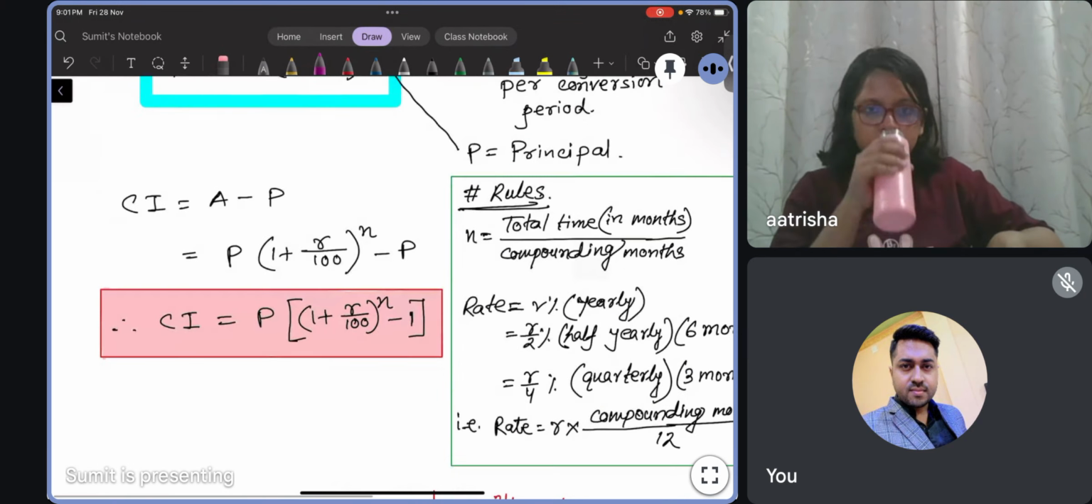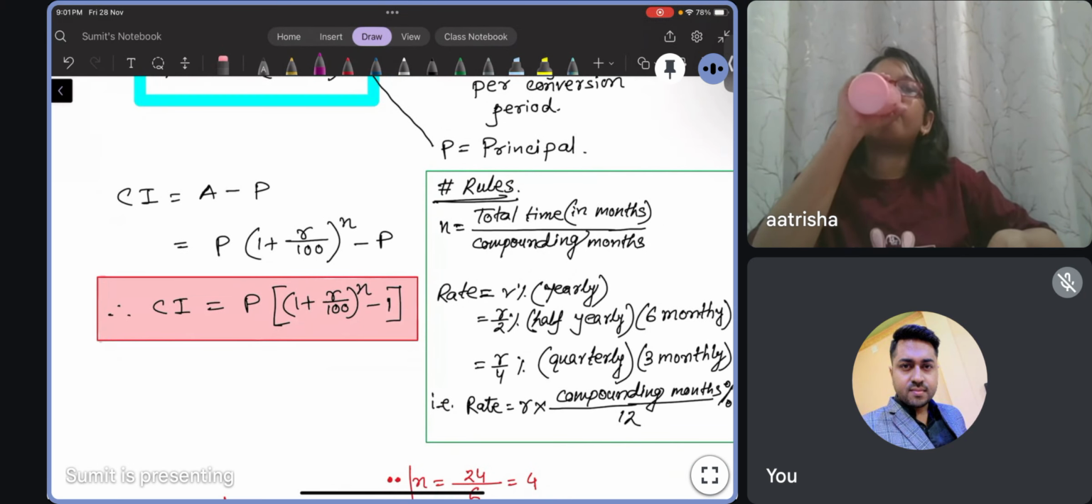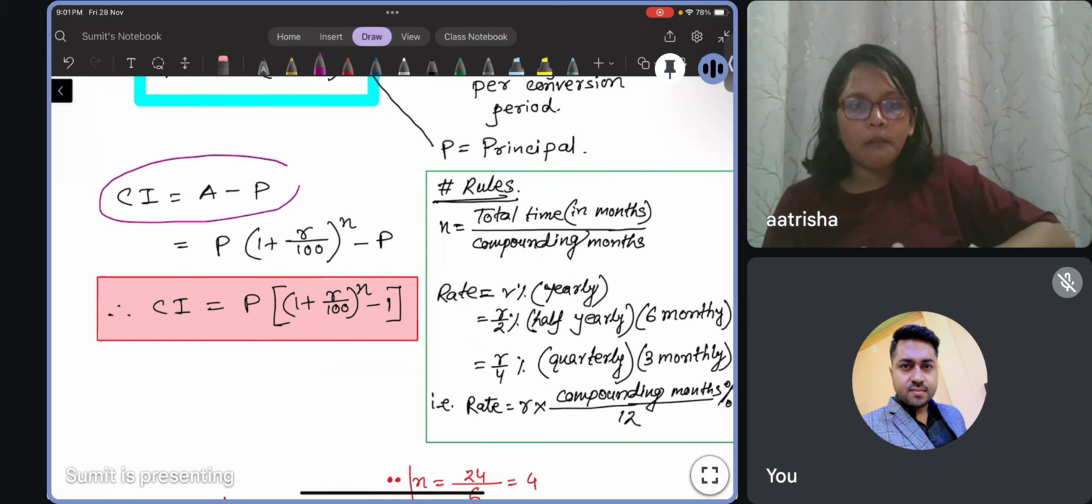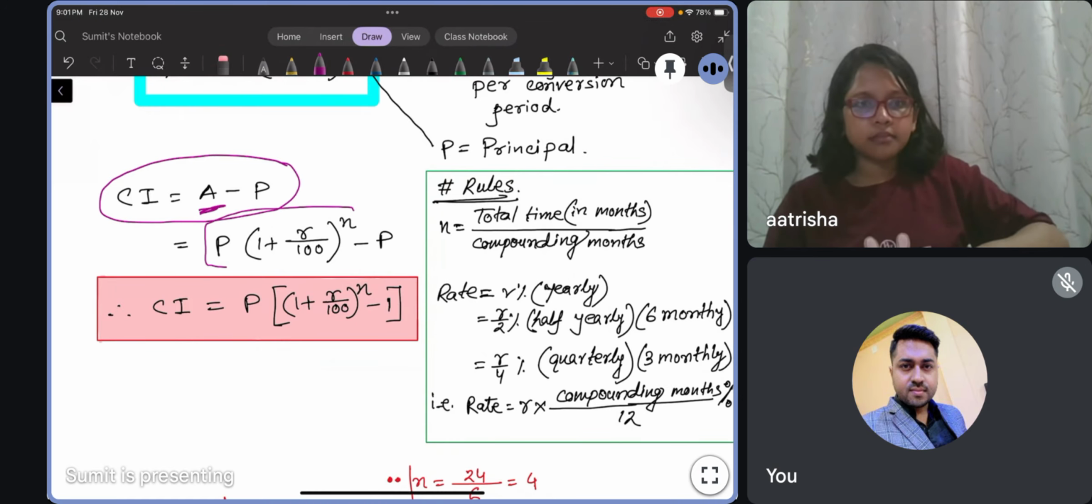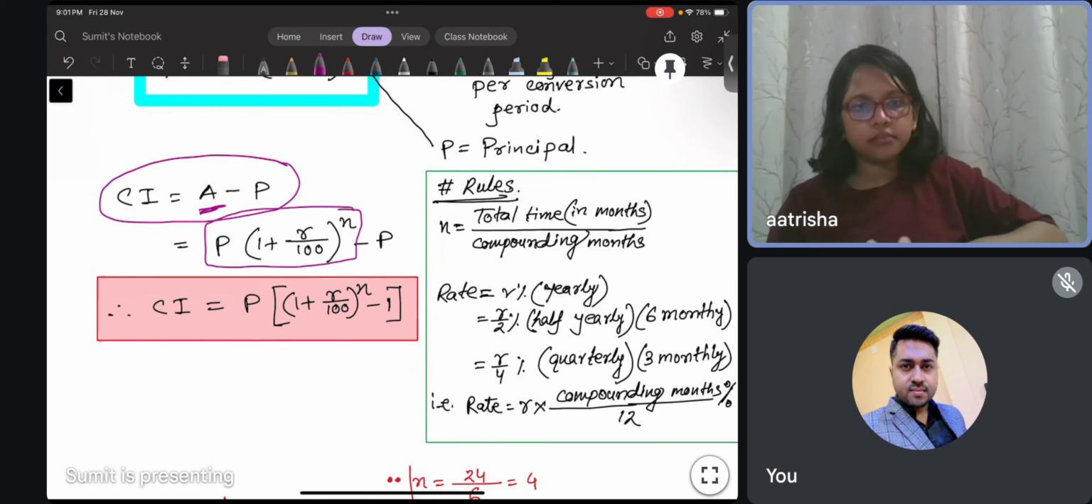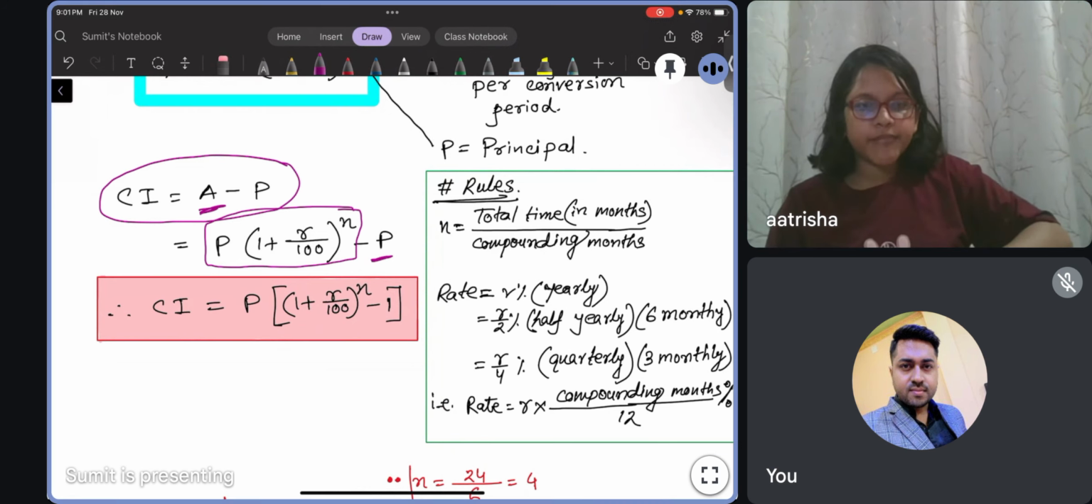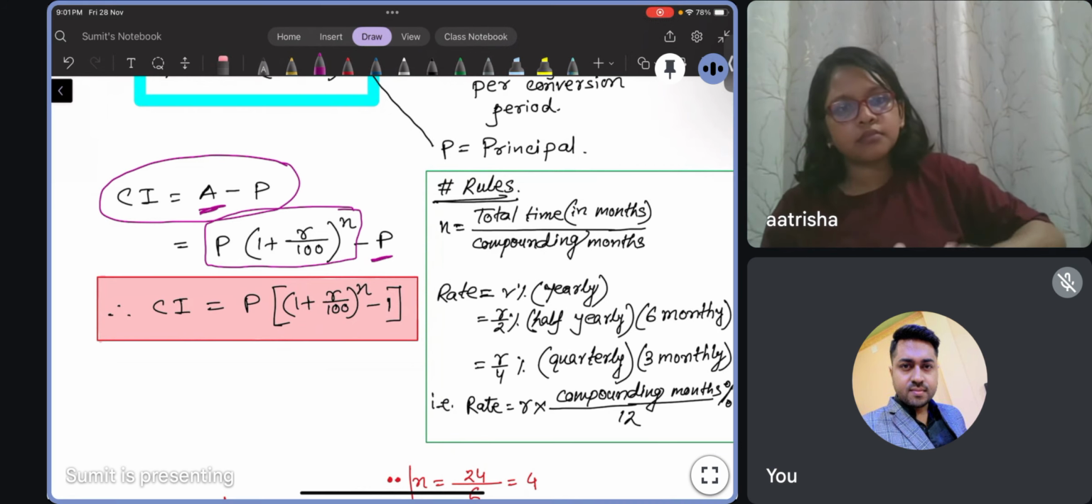Now see that again, one formula I have written over here. CI equals how much? We know that amount minus principal. If you put the formula for amount, see this thing that I am highlighting right now, this is the formula for amount. And then minus P is there. So in that way we will find CI.